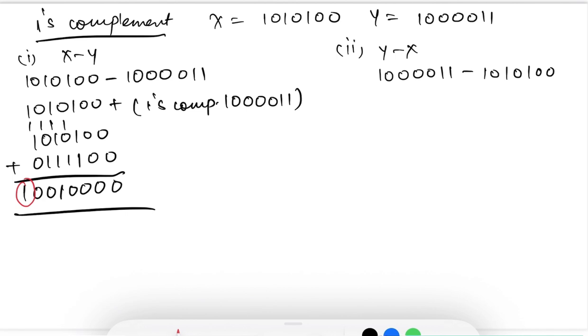Have you encountered an end carry? Yes, there is an end carry. Do we need to discard it? No, we need not discard it. We need to add this end carry to the sum.